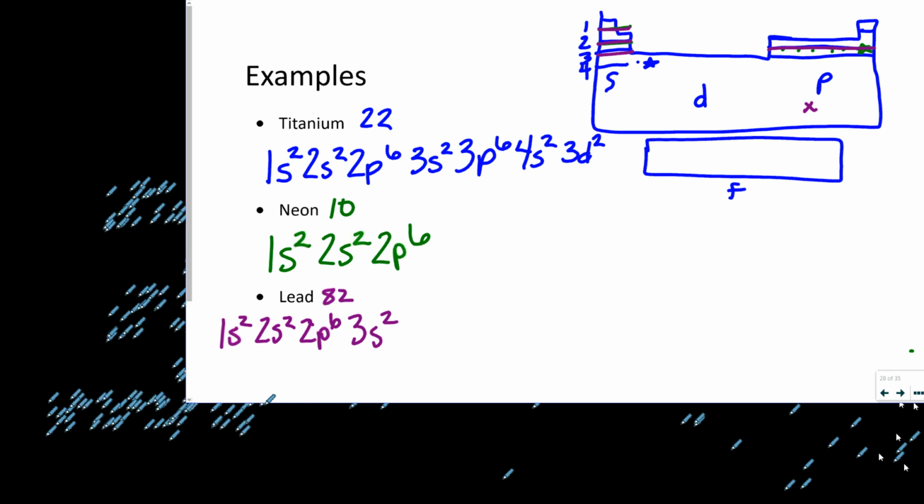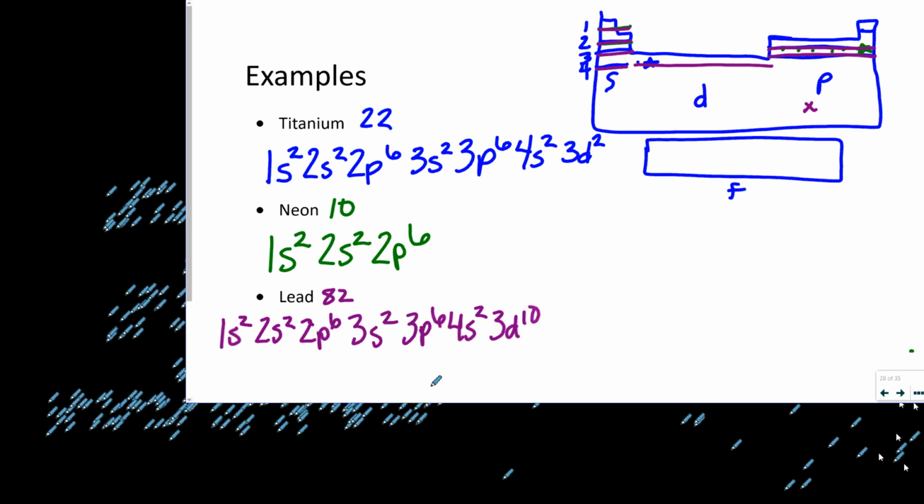Then we keep going across our third row. That's 3P, and it is 6 elements wide. Then we get to our fourth row. So we have 4S, which is 2 elements wide. Then it goes through 3D, which is 10 elements wide. Because remember that row number -1.